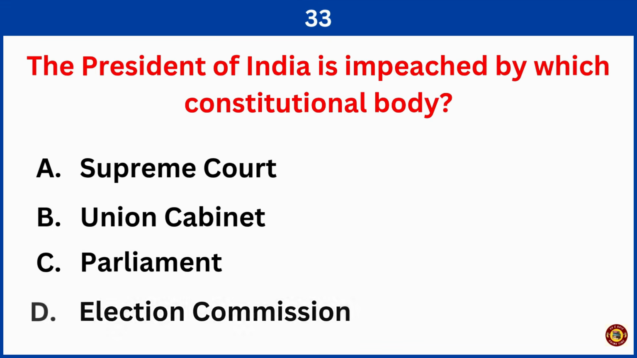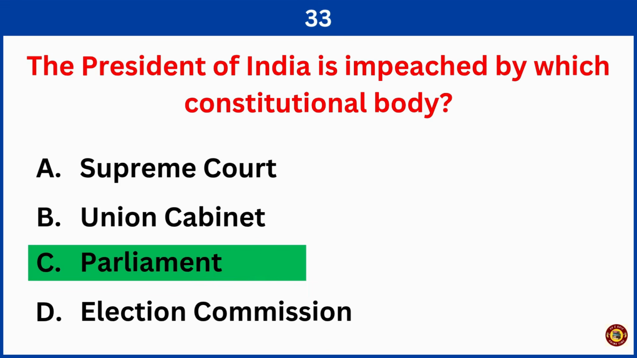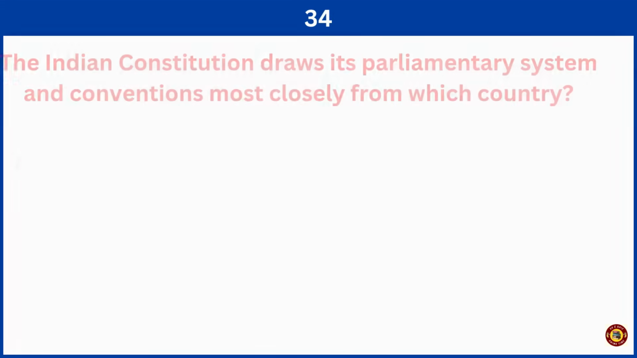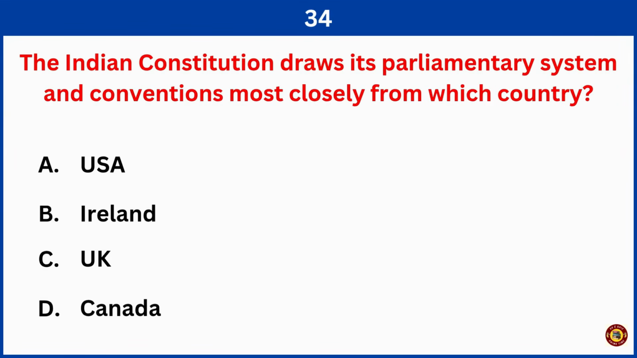The President of India is impeached by which constitutional body? Right answer is option C, Parliament. The Indian Constitution draws its parliamentary system and conventions most closely from which country? Correct answer is option C, United Kingdom.